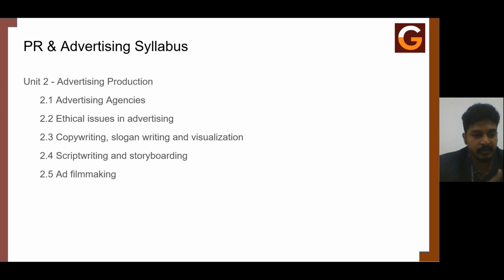Visualization is trying to come up and build a concept around the visual language that you're going to use, even if it's a newspaper advertisement or a television advertisement. You try to understand what kind of visual language you're choosing.